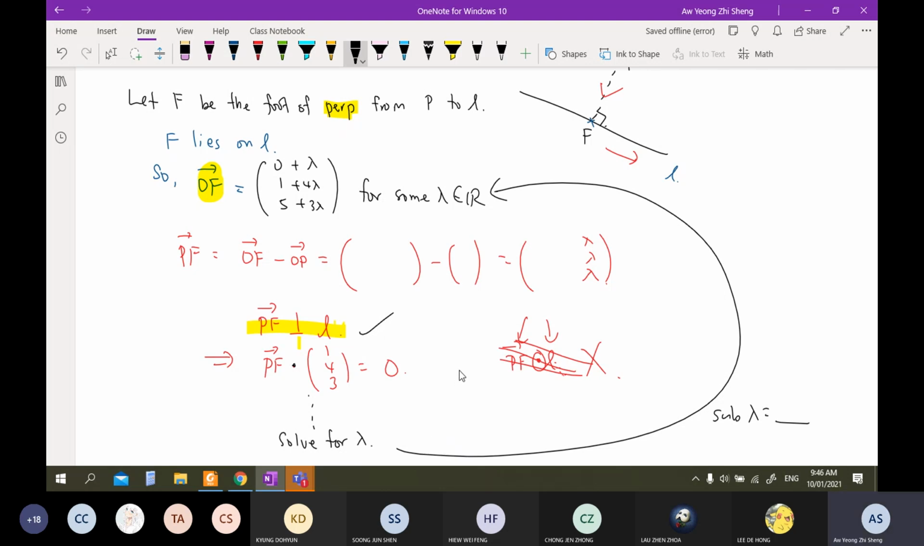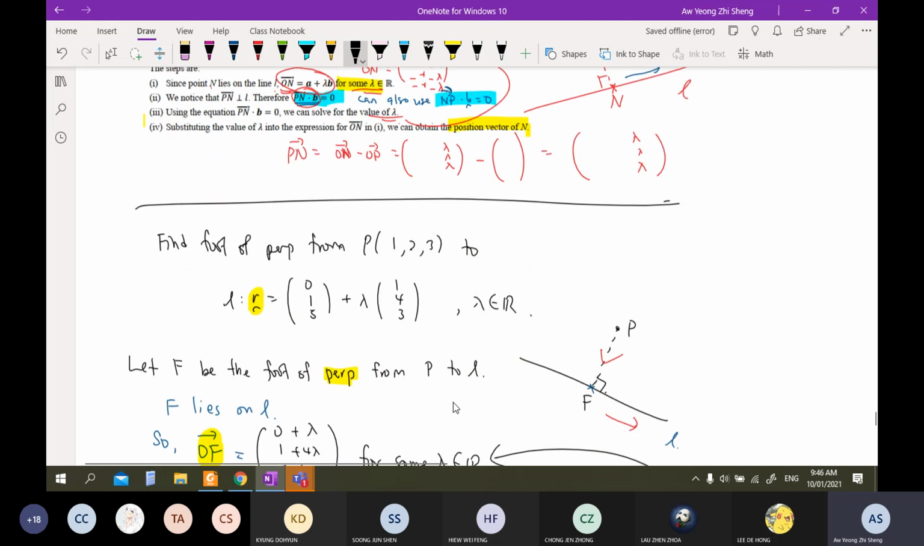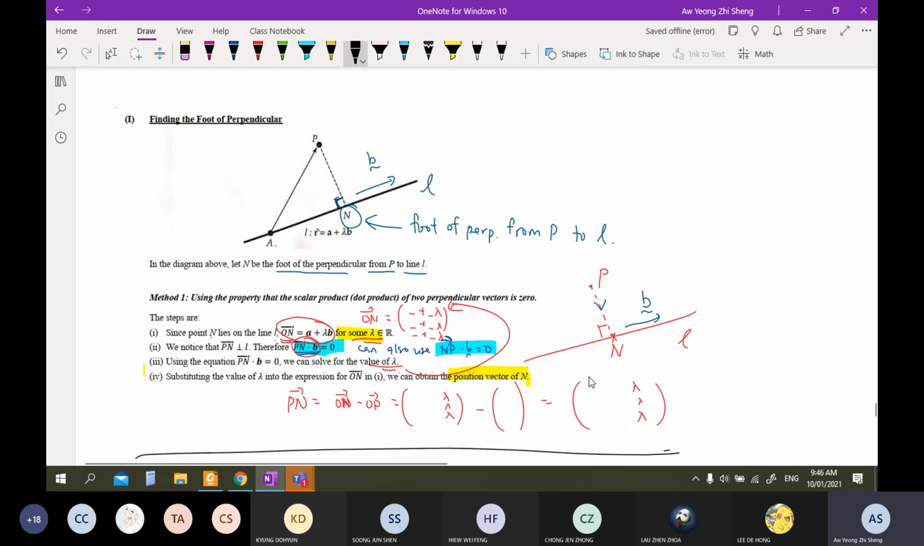Clifford asked in chat, is NP dot b equals to AN dot NP? You're referring to the previous diagram. NP dot b is equal to 0 because NP and b are perpendicular. Then AN dot NP is also equal to 0. So yeah, your equation there is correct because both your left and right are equal to 0.